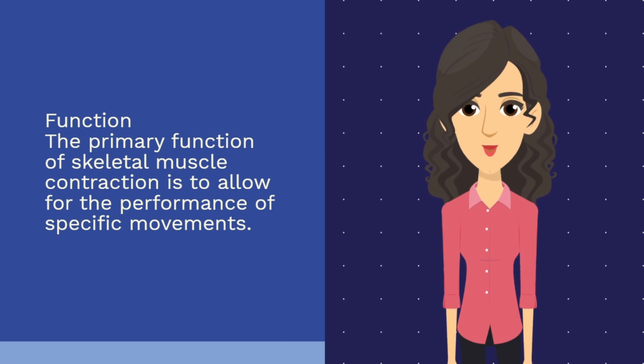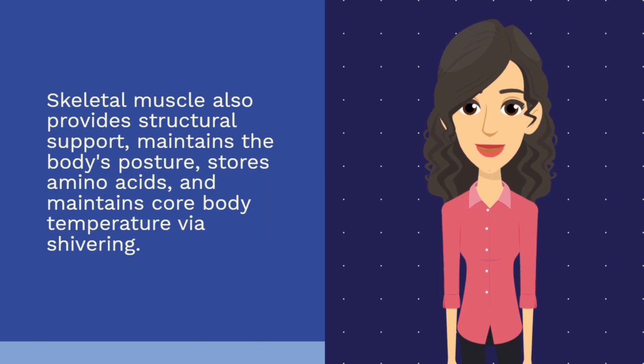Function. The primary function of skeletal muscle contraction is to allow for the performance of specific movements. Skeletal muscle also provides structural support, maintains the body's posture, stores amino acids, and maintains core body temperature via shivering.